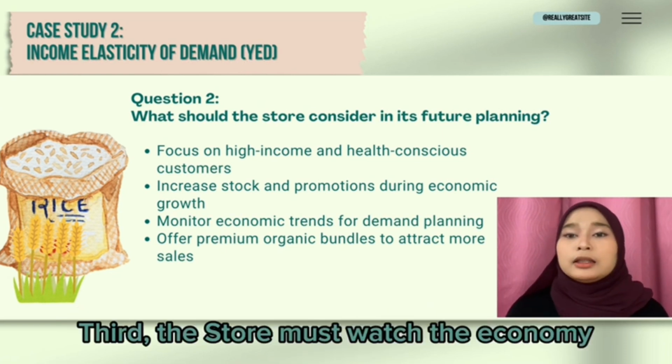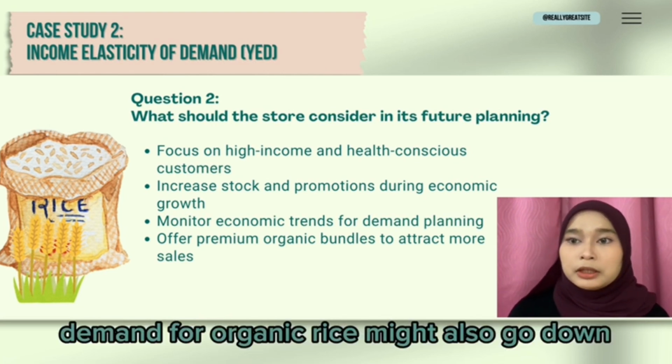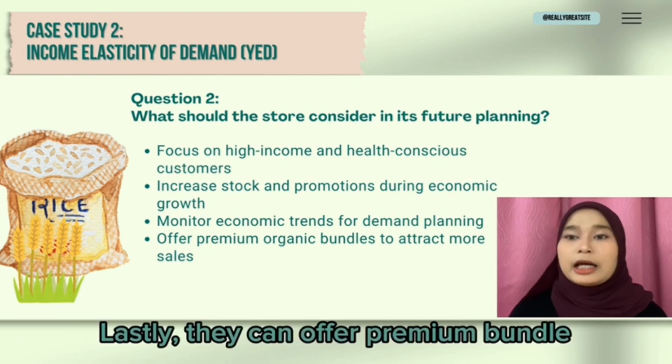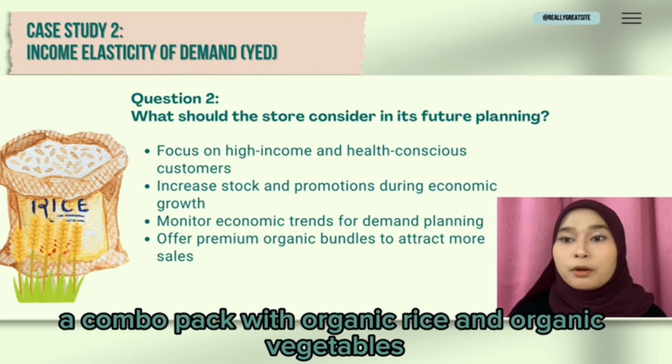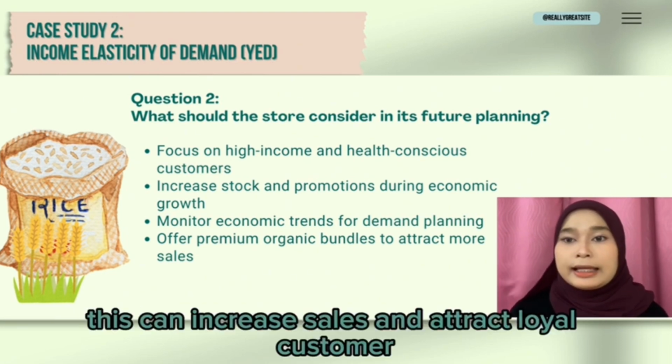Third, the store must watch the economy. If income goes down, demand for organic rice might also go down. Lastly, they can offer premium bundle. For example, a combo pack with organic rice and organic vegetables. This can increase sales and attract loyal customers.